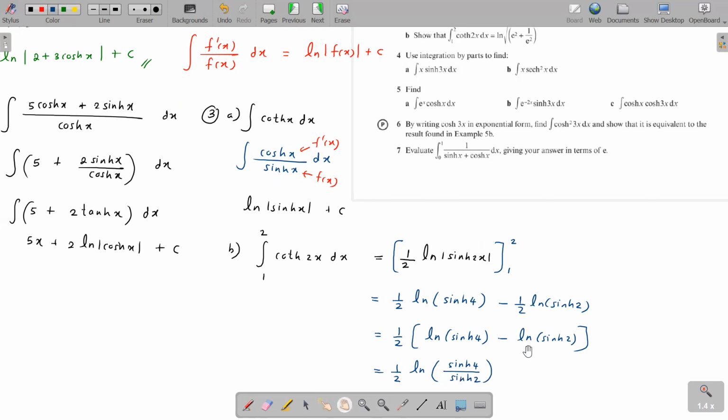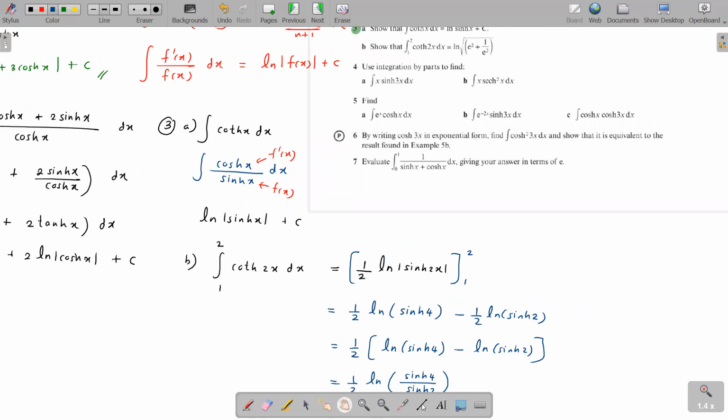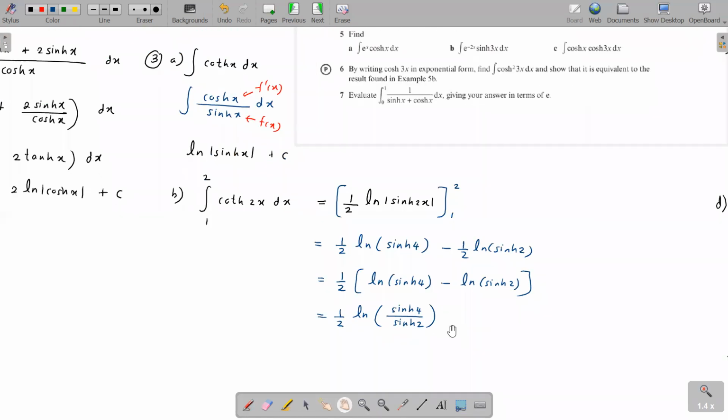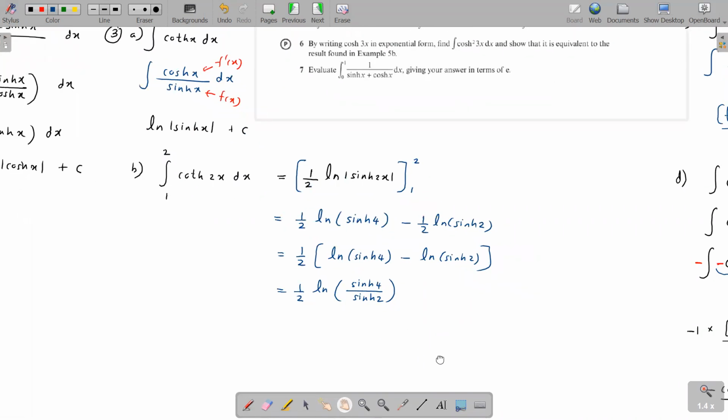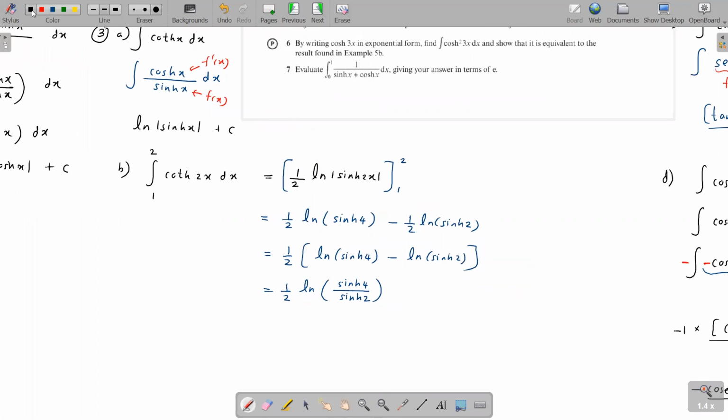Now the thing is, they are asking us to get this show that, and you can see the show that is in terms of the exponential e. So what do we do here? Now don't go type sin 4 in the calculator. You will not be able to get the show that. So what you do is use the hyperbolic definitions. What's the definition for sinh x? Sinh x is e to the power x minus e to the power minus x over 2, right? This is the hyperbolic definition.